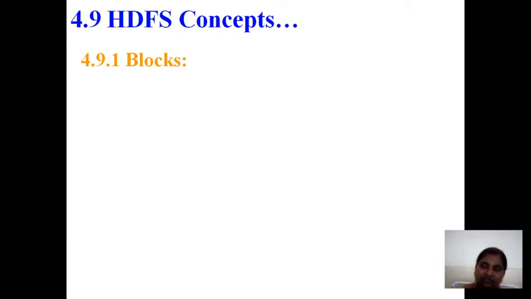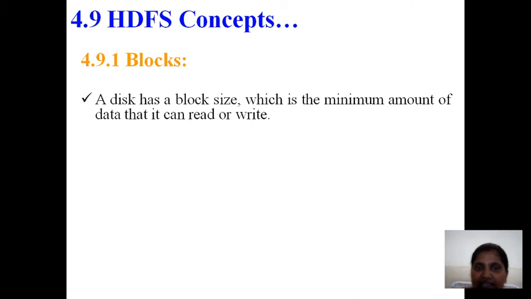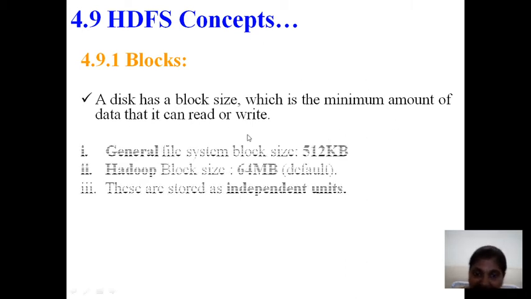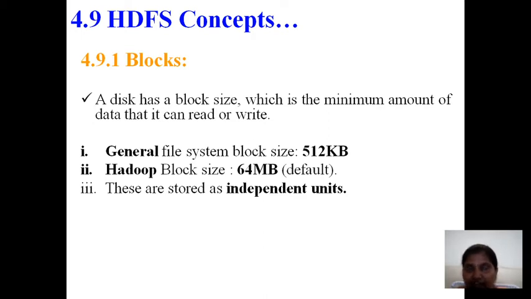The minimum size is 64 MB, the maximum size is as per your requirement. Okay. So a disk has a block size, which is the minimum amount of data that can be read or written at a time. Generally, previously, not now, around the 1990s, the block size was 512 KB, but nowadays the block size is 64 MB.